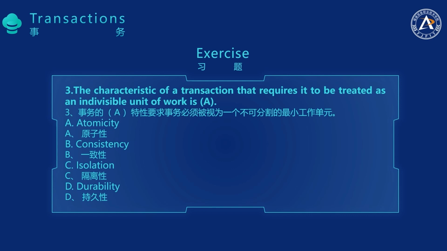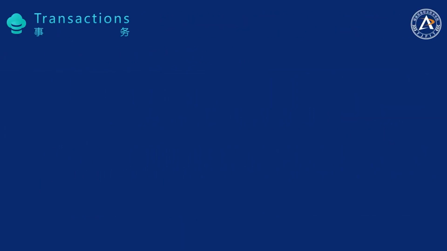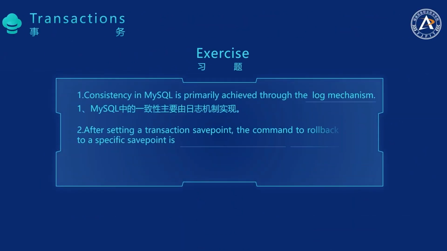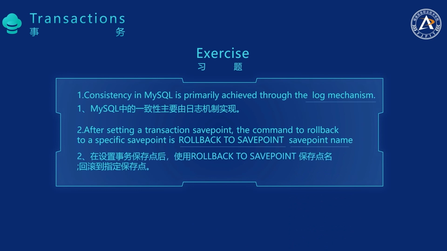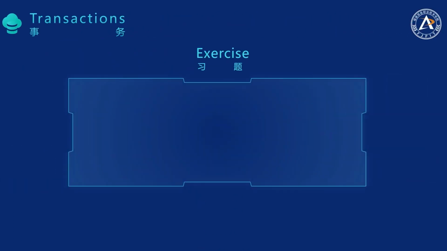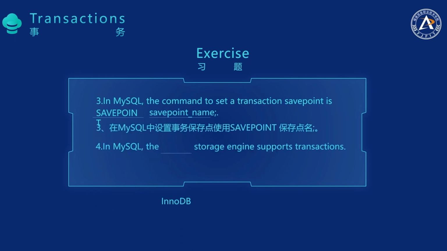Fill in the blanks questions. First, consistency in MySQL is primarily achieved through the log mechanism. Second, after setting a transaction save point, the command to roll back to a specific save point is rollback to save point name. Third, in MySQL, the command to set a transaction save point is savepoint name. Fourth, in MySQL, the InnoDB storage engine supports transactions.